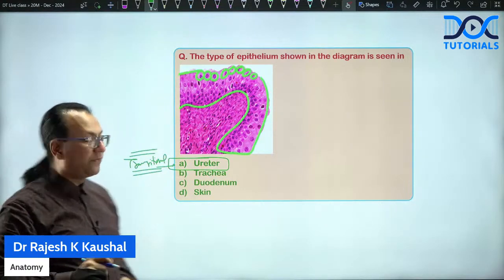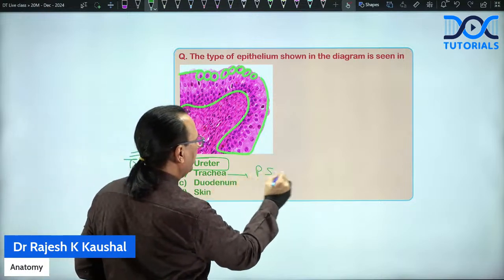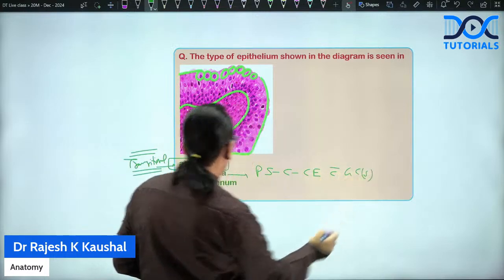But how will you identify ureter from trachea? Trachea will have pseudo-stratified ciliated columnar epithelium with goblet cells. What will the trachea have?